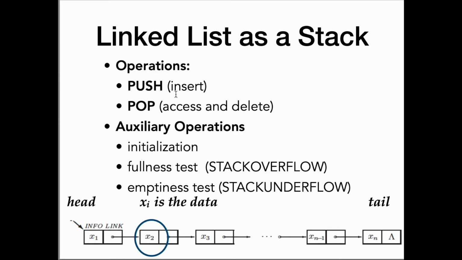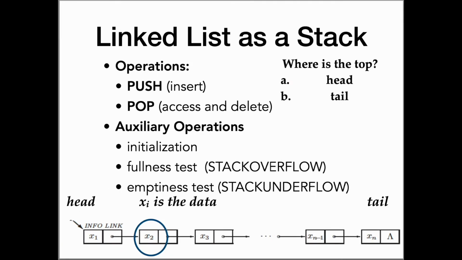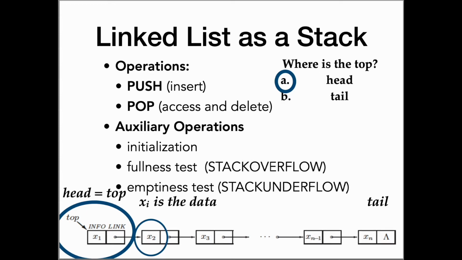So, to complete the implementation of a linked list as a stack, we need to define how push, pop, and the auxiliary operations are implemented with this representation. But before we go to the specifics, where is the top of the stack in a linked list representation? Is it the head or the tail? And the answer is the head. We'll see soon enough why this is the correct answer.